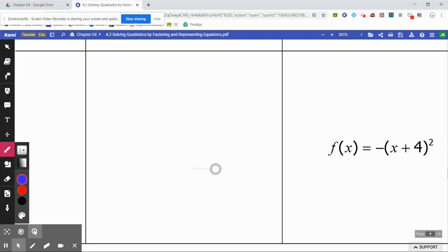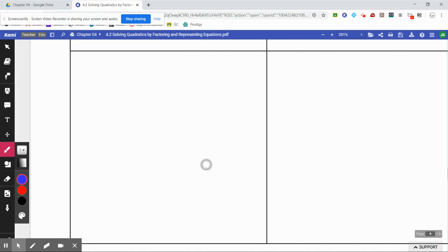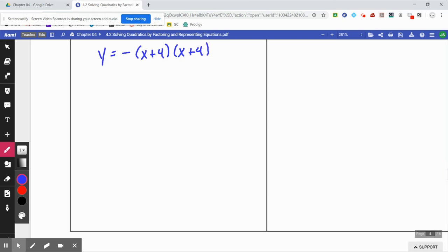Okay, let's go over, and they give us again a factored form, negative x plus 4 squared. So that'd be y equals negative, and instead of x plus 4 squared, I'm going to write that as x plus 4 times x plus 4. So to get that in standard form, again, I'm going to multiply these first. Well, actually, let's use our shortcut.